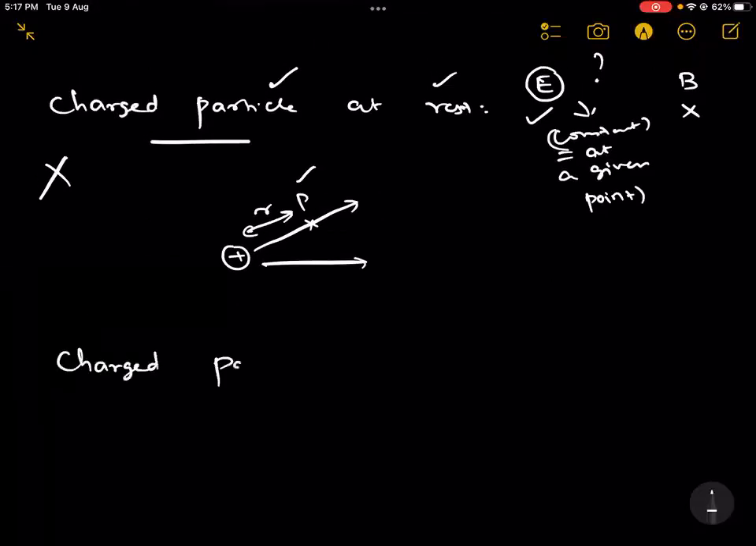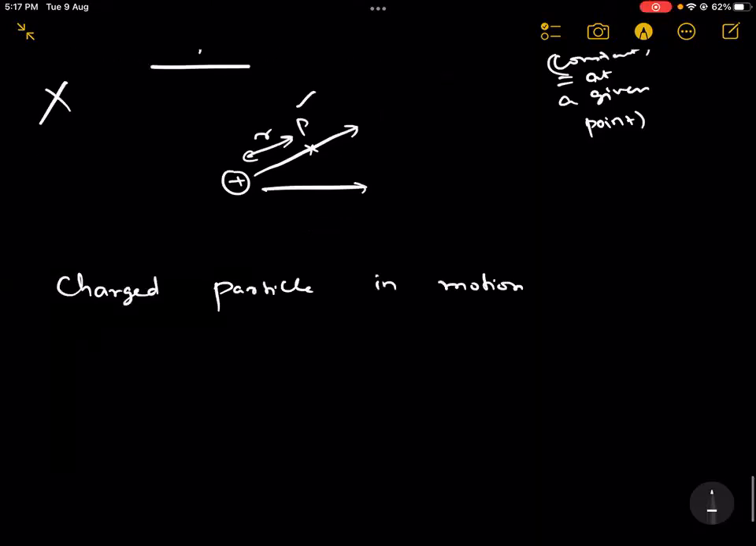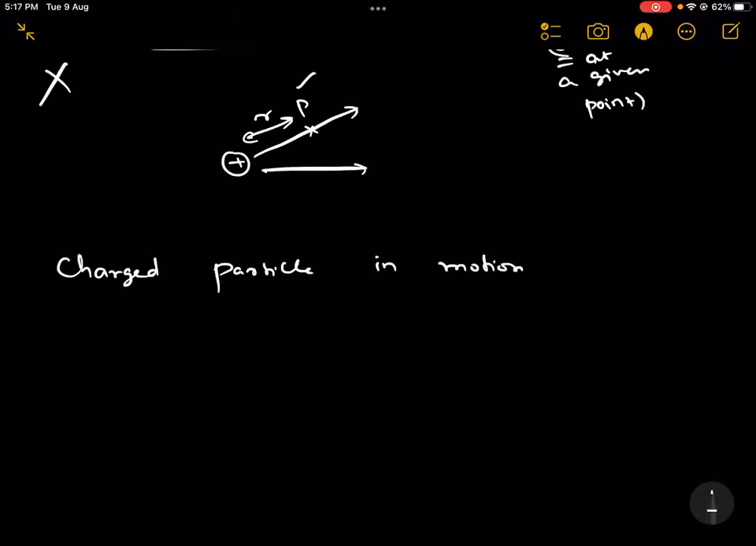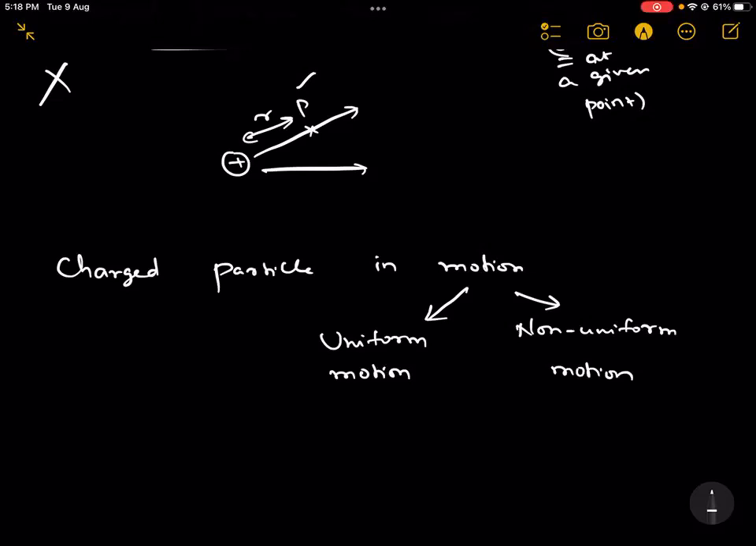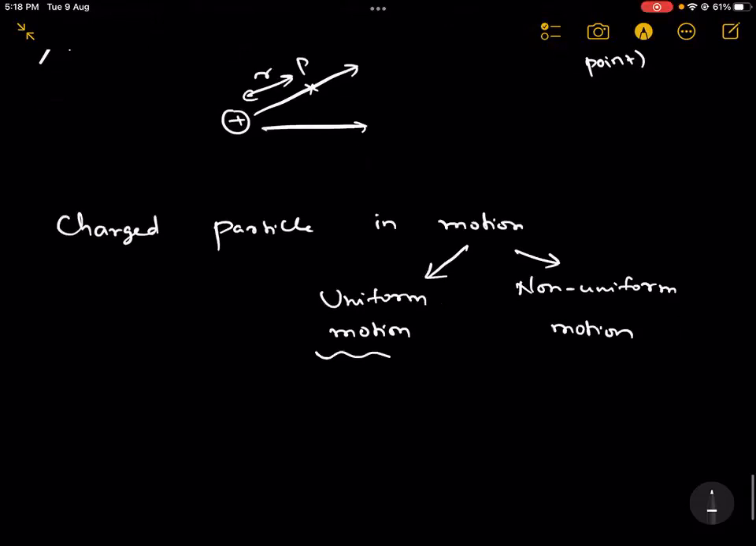Secondly, I'll put the charged particle in motion. When I talk about motion, I can talk about two types again. One is uniform motion, and the second is non-uniform motion. Am I right? Is it right?